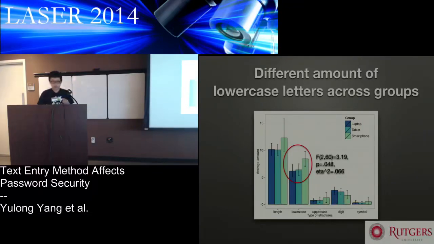Like we said previously, we designed the text entry method in different groups so that they have a hard time reaching certain keys, and particularly in the smartphone group, there will be a hard time in reaching non-lowercase letters. So we think this design led to the fact that the smartphone group actually created passwords with more lowercase letters than the other two groups. So I think the takeaway message for the analysis of password structure is the text entry method did affect the password structure.